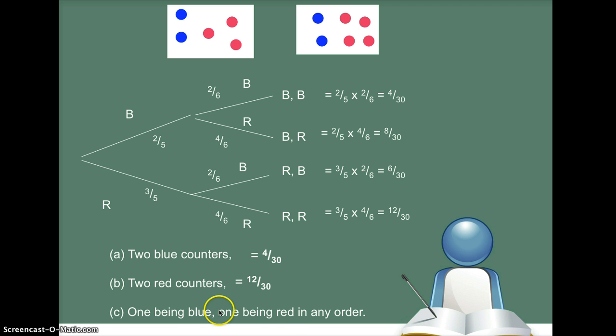Now for one being blue and one being red, in any order, you have 2 situations. First one is you get the blue on the first draw, and then red on the second, then red on the first draw and blue on the second. So for the first one, the probability is 8/30, and then the second situation is 6/30. Just add those 2 events or situations to get the probability. So 8/30 plus 6/30 is equal to 14/30. Okay, so these are the solutions.